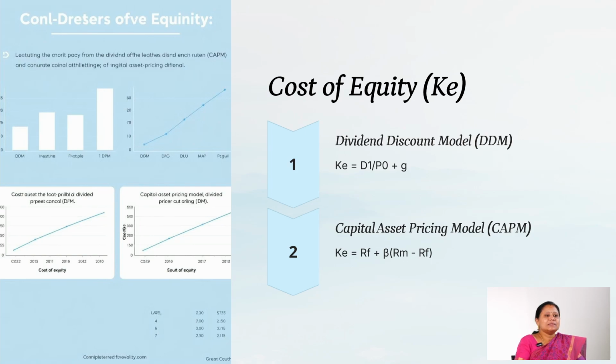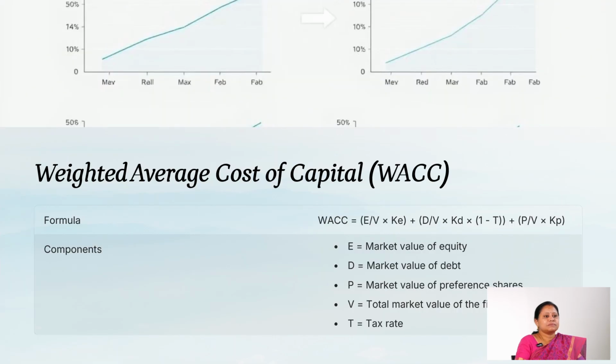The capital asset pricing model, CAPM, calculates the cost of equity based on the risk-free rate, market return and the company's beta. Suppose the risk-free rate is 2%, the market return is 8% and the company's beta is 1.3, the cost of equity in this case would be 10.8%. CAPM is widely used especially for companies whose stock prices are highly sensitive to market movements.